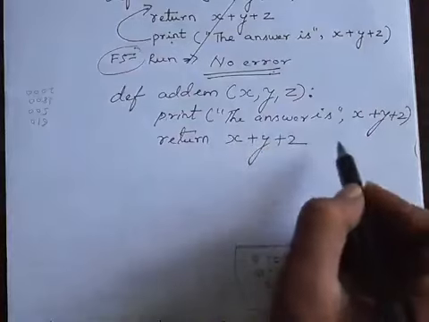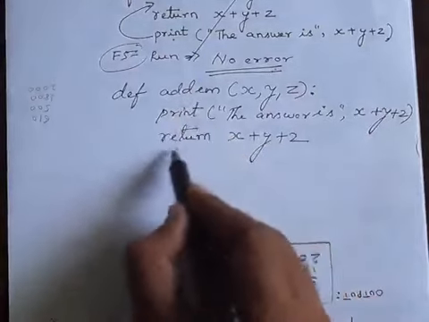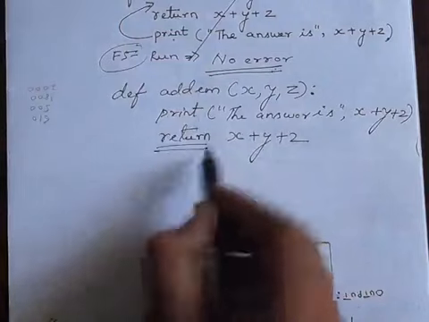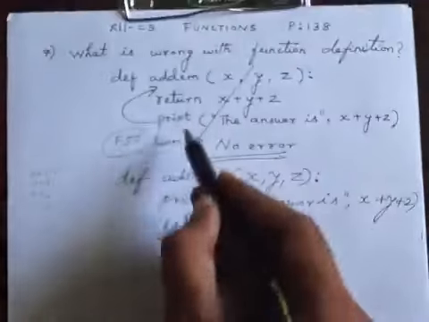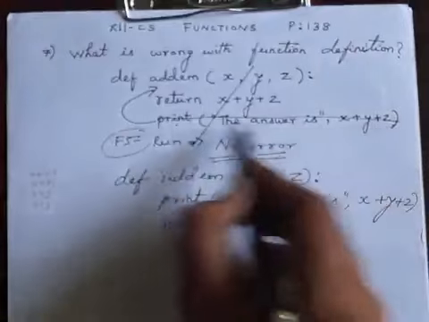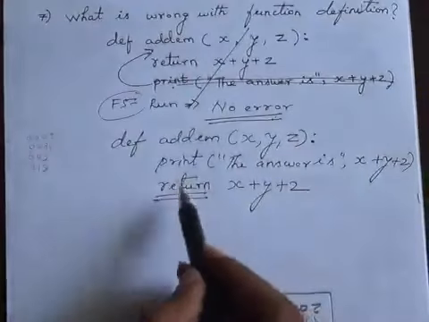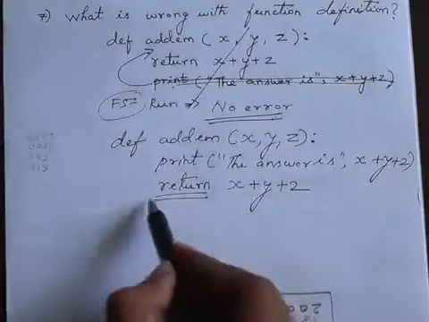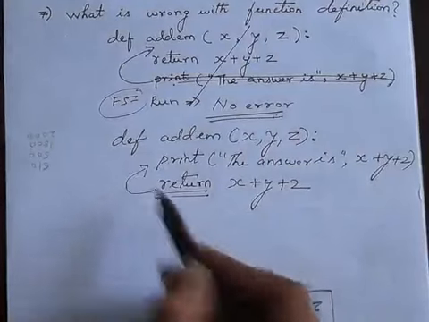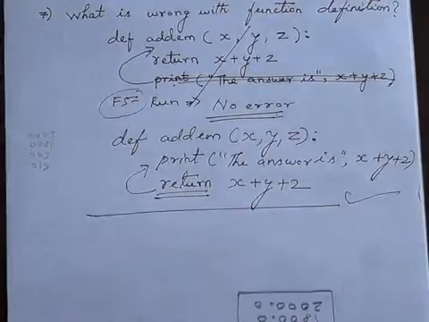Understand? So always in your function definition, the last line should be the return statement. After the return statement, unnecessarily you should not write like this. So if you want to write any print statement, you have to give it before the return statement. So this is correct. Understand? Okay. So hope you understand. Thank you very much.